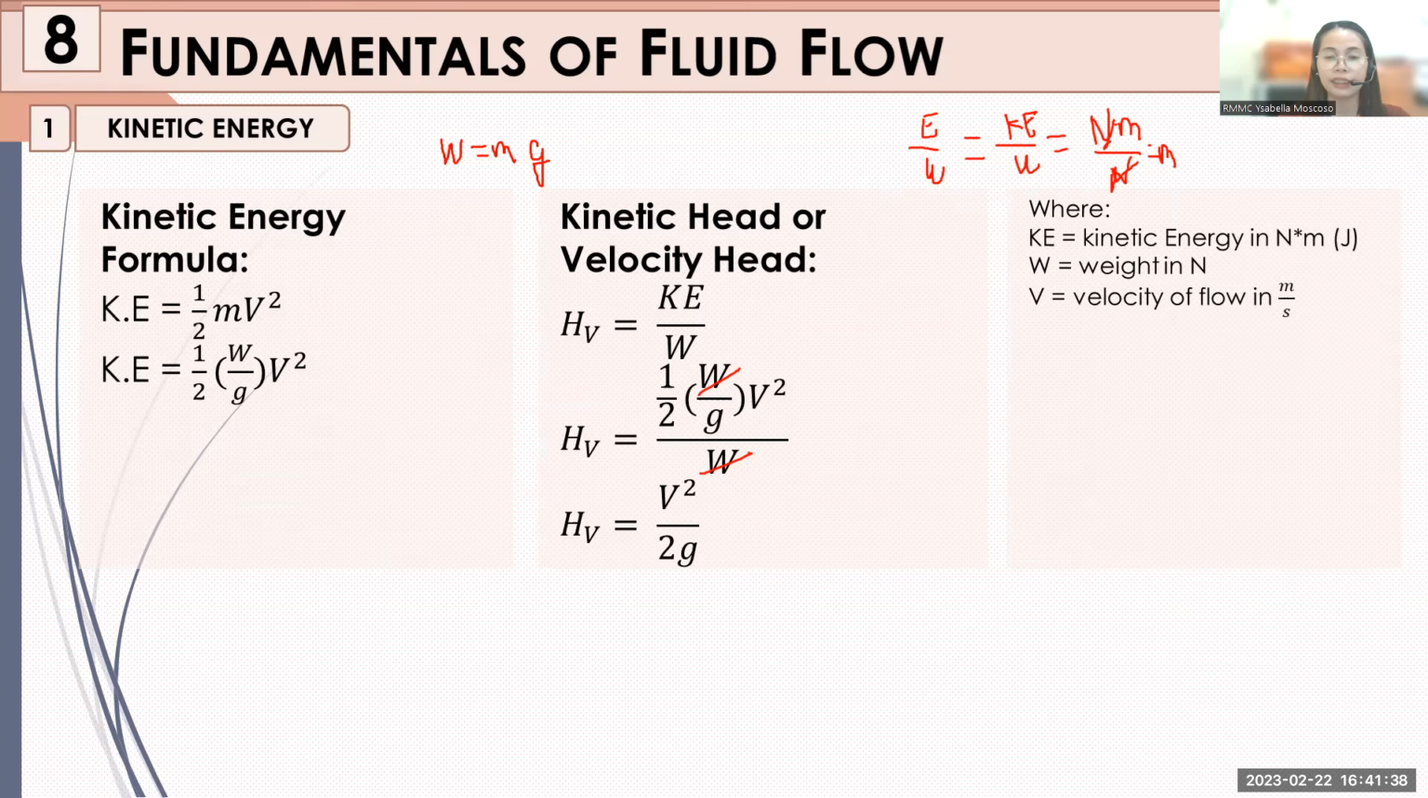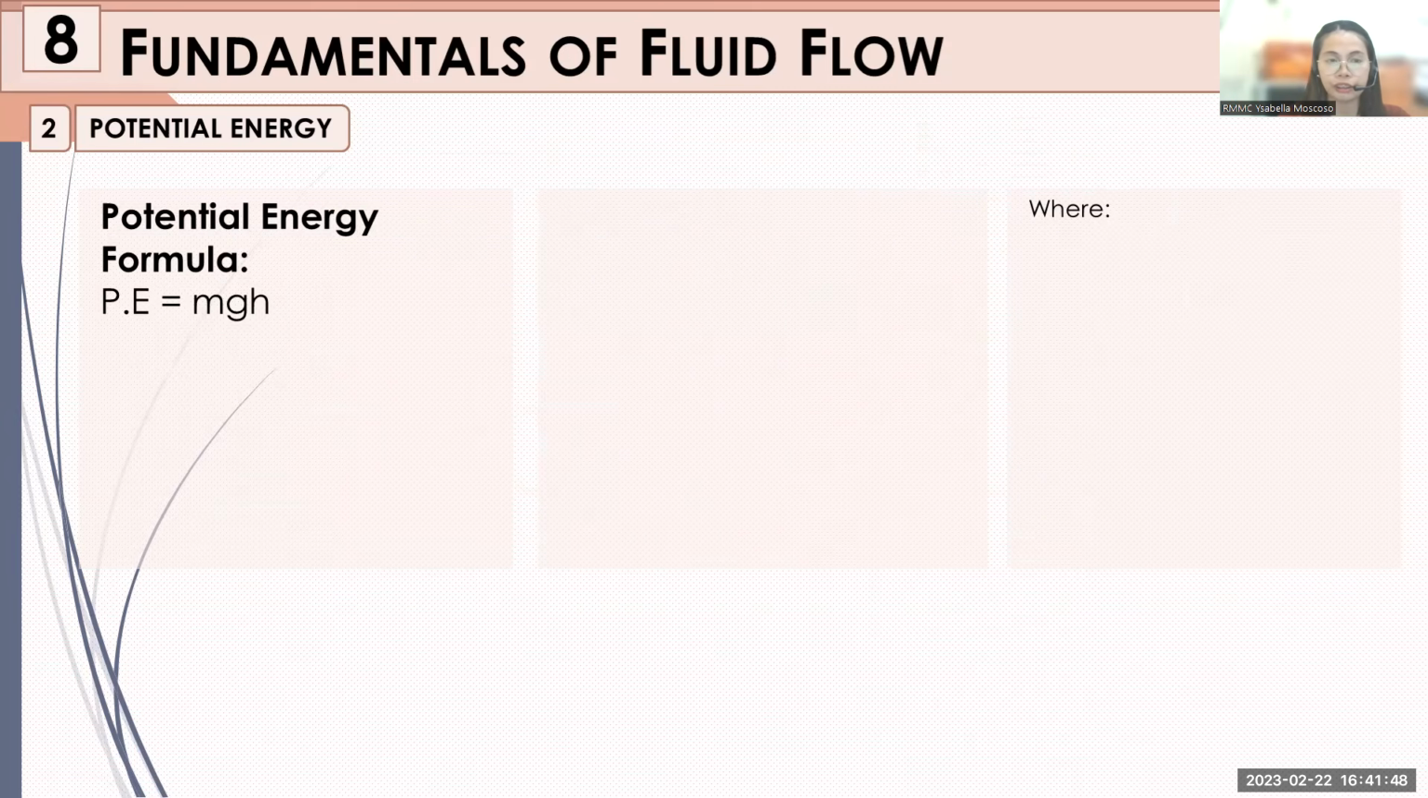Okay, velocity head, that is the speed of your fluid flow with respect to the datum na pagbabasihan natin. Next will be your potential energy formula. As a recap, the formula for your potential energy is mass times gravity times the height. Again, we know that the value of your mass is weight over the gravity. So gravity here will be cancelled. Ibig sabihin, your potential energy is weight times the height.